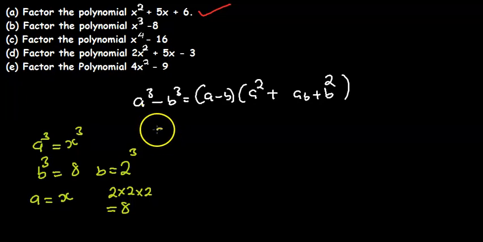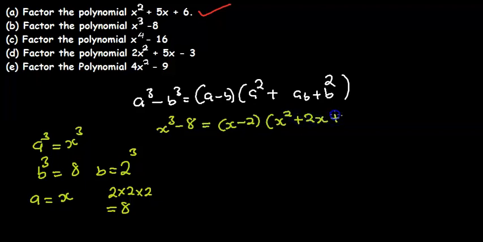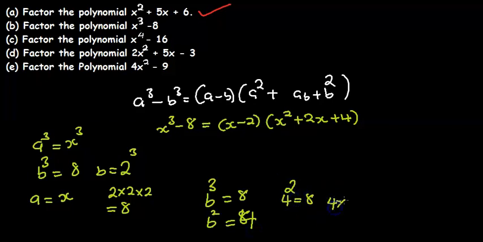In this case, we can say x to the power of 3 minus 8 is going to be x minus 2 into bracket of x to the power of 2 plus 2x plus 4. The reason why I'm writing that, I'm sure I've explained it. If b to the power of 3 is equal to 8, then b to the power of 2 is going to be 4, because 2 to the power of 2 is 4. So this is it for the second problem.